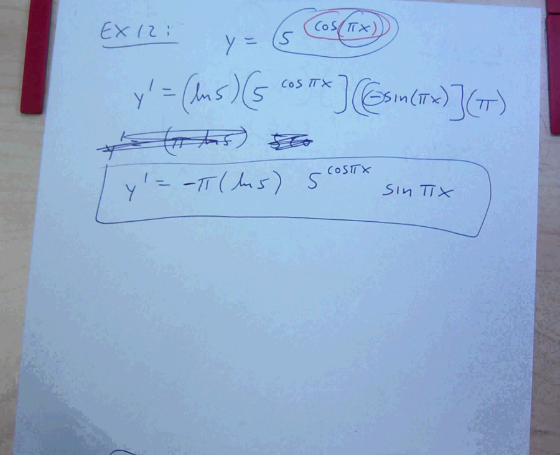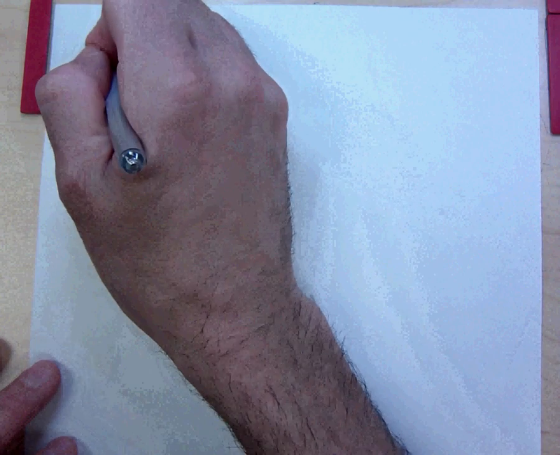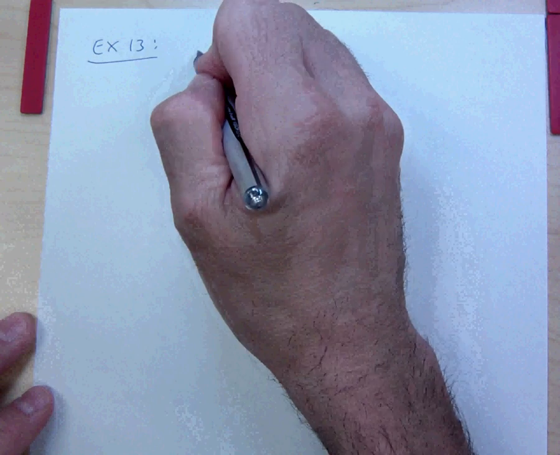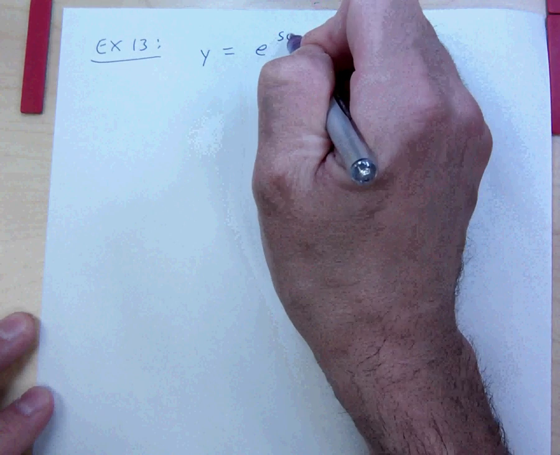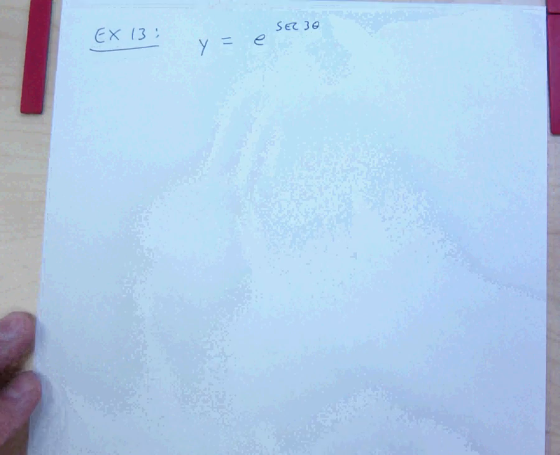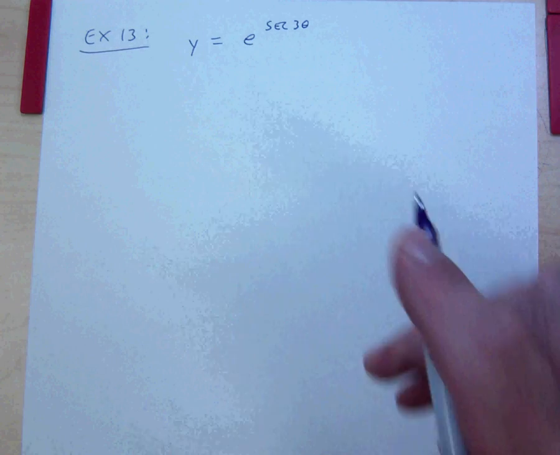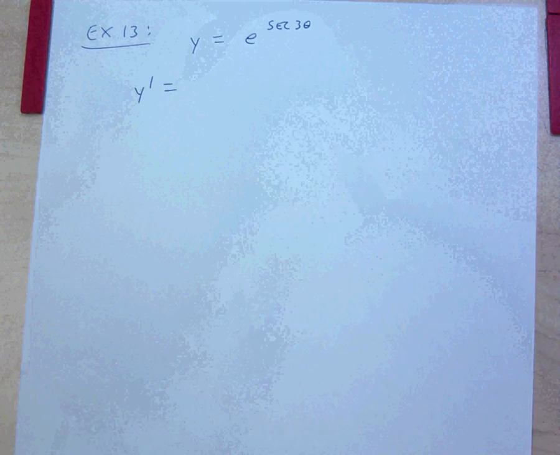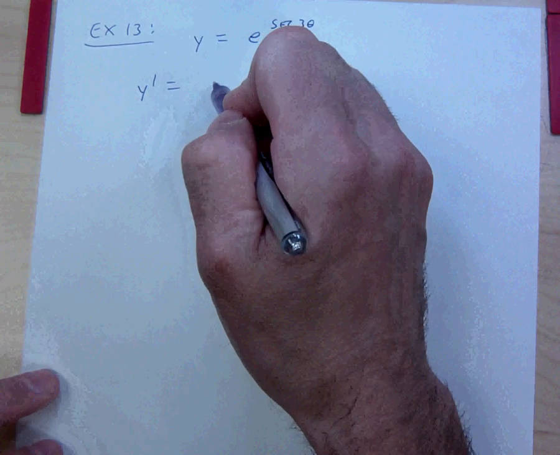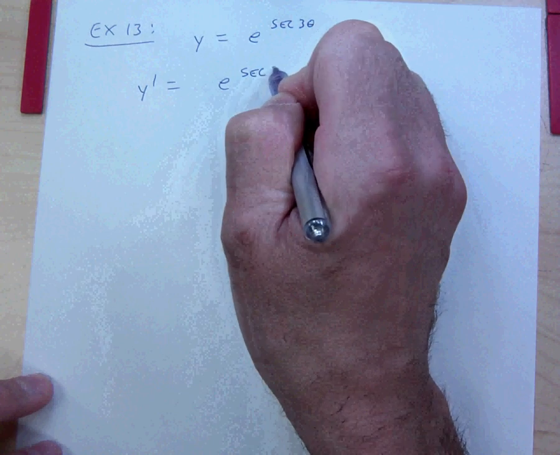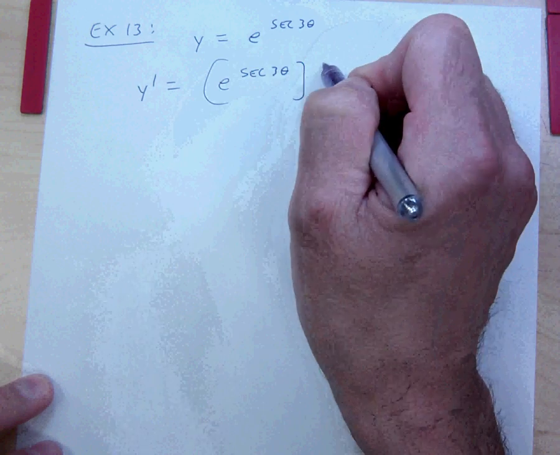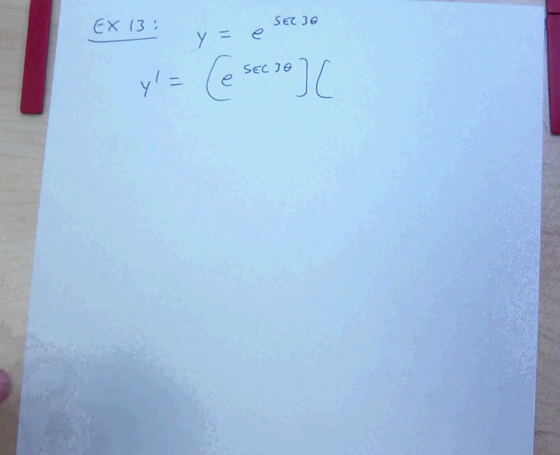Okay, so let's look at example 13. This time we have y equals e raised to the secant of 3 theta. So clearly this is in the form e to the u, right? So to take the derivative of something in the form e to the u, it's e to the u. So just copy that exactly the way it is. And now I need to multiply all that by the derivative of u. In other words, I need to multiply by the derivative of the inside, which is this.